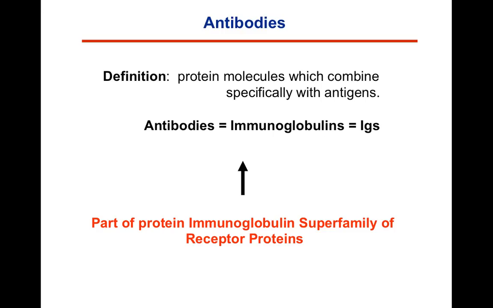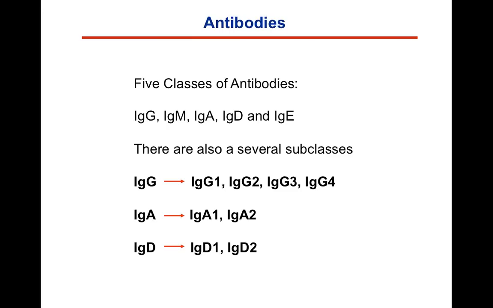It's a very large family, and the members of this family are proteins that are on the surfaces of cells or excreted. They're very tough proteins, and you'll see there's an abbreviation for them, Igs. So immunoglobulins is shortened to Igs. Antibodies are just part of that receptor superfamily. We're going to see some other members of that family later, which will come up as other immune molecules. Now, there are five classes of antibodies.